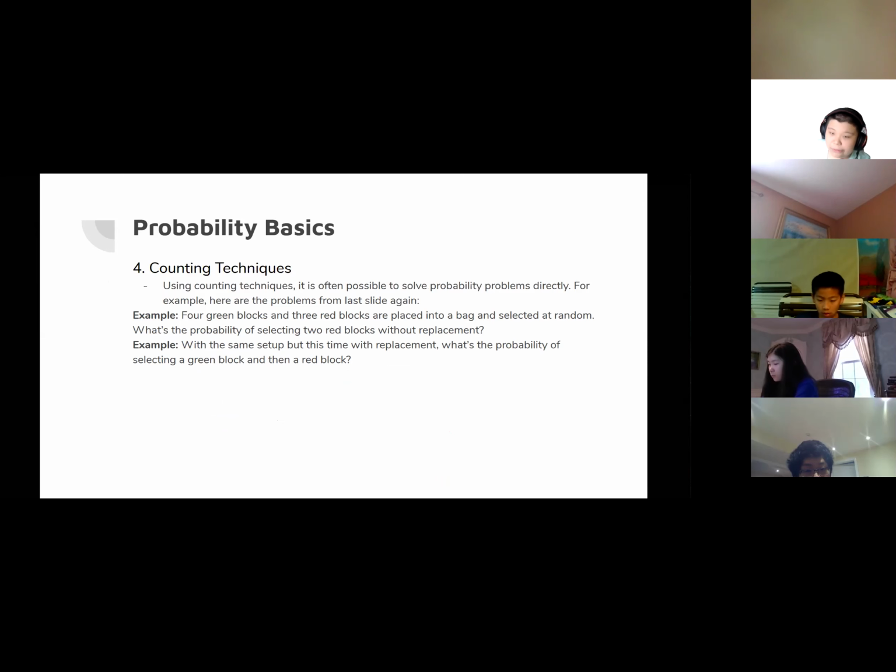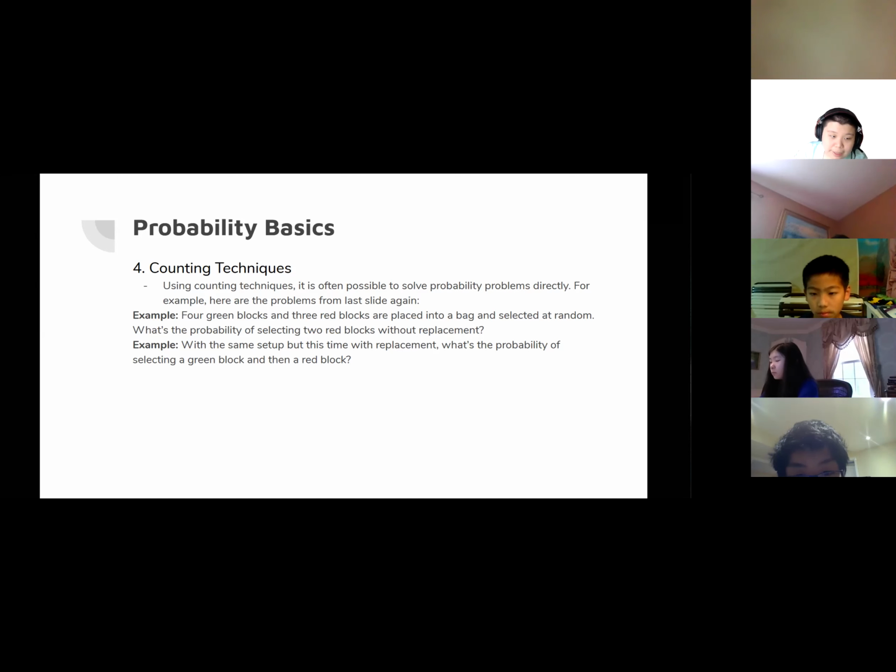Okay. So now we're going to talk about counting techniques. What this means is we use things like combinations and permutations, etc. For problems like this, it's possible to solve these problems directly by using counting techniques, for example, choose and things like that.